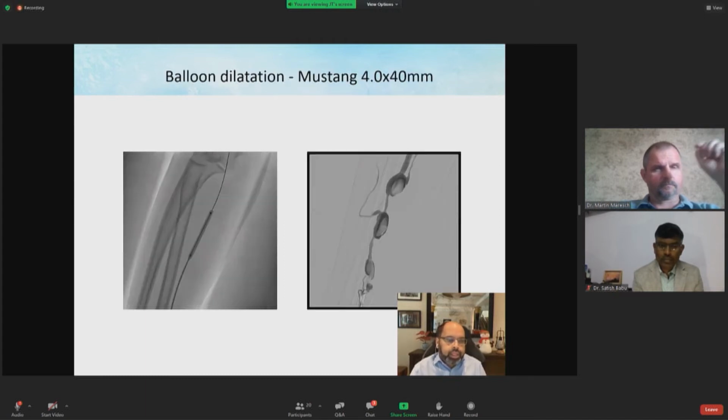We then started our angioplasty. We did balloon dilatation with a Mustang 4x40 mm balloon. We saw better flow after that, but there's a lot of thrombus.